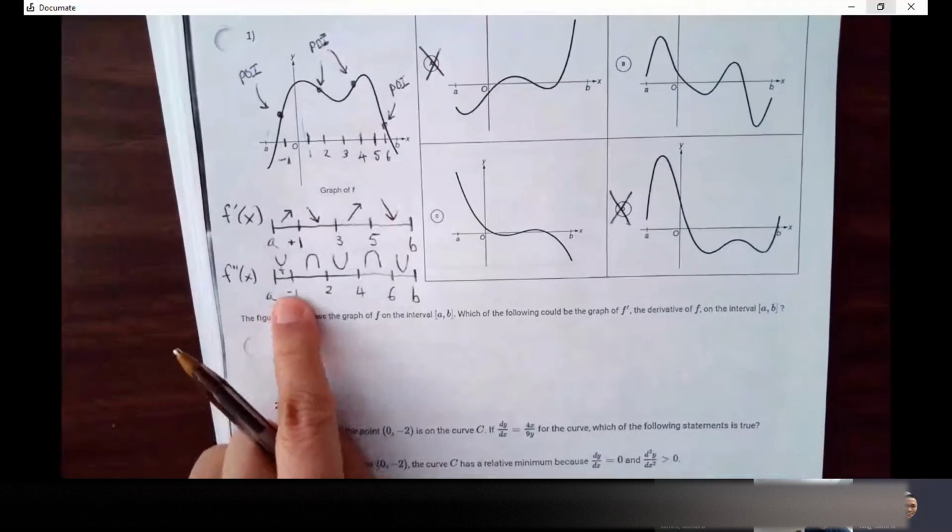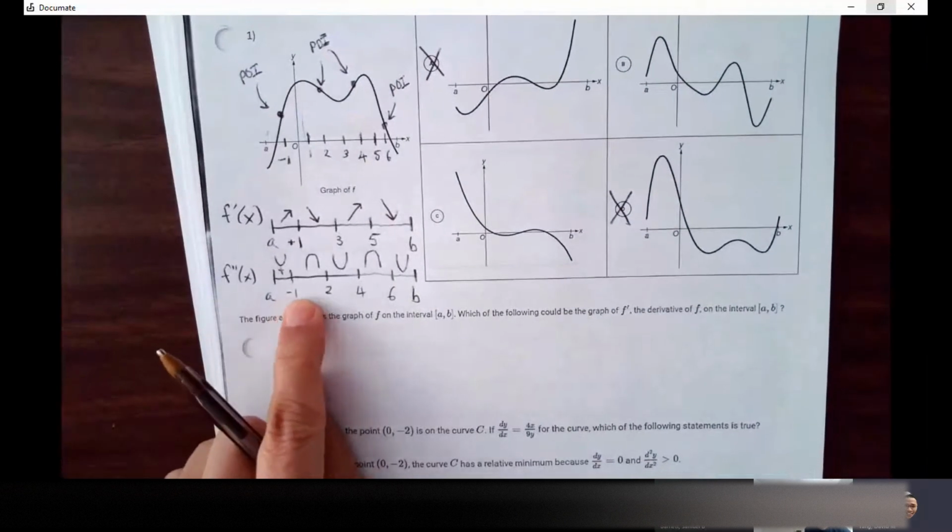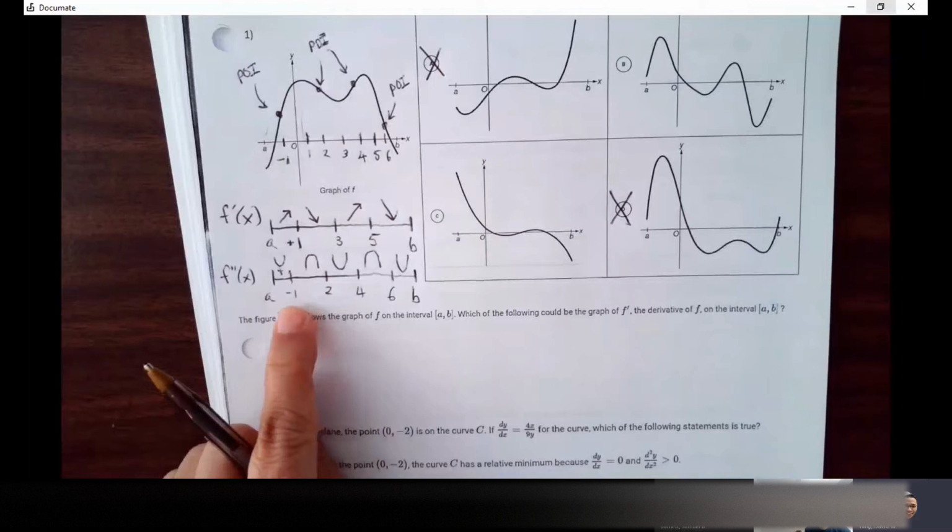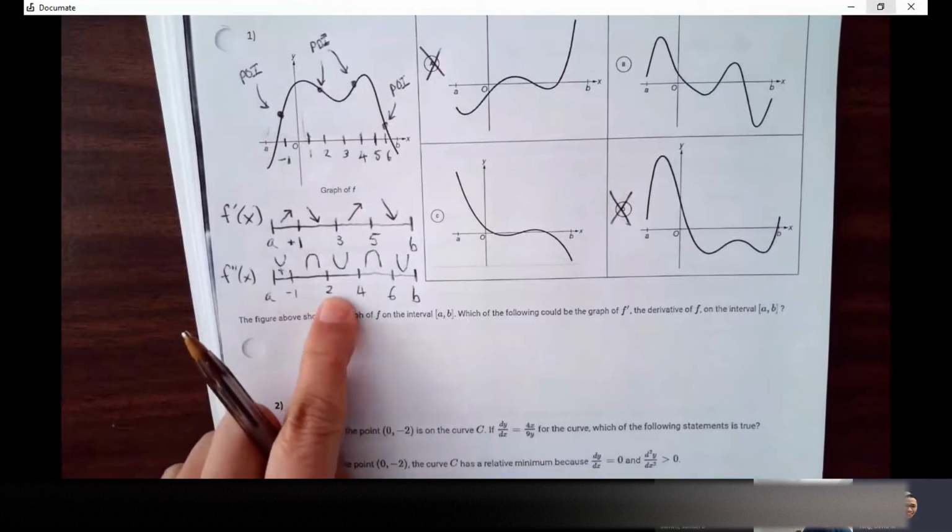And then points of inflection, the way that these are going to appear on a derivative graph is from the peaks and valleys.